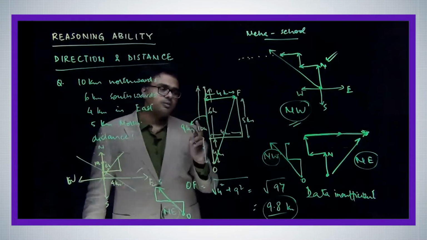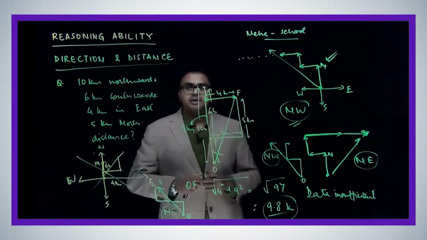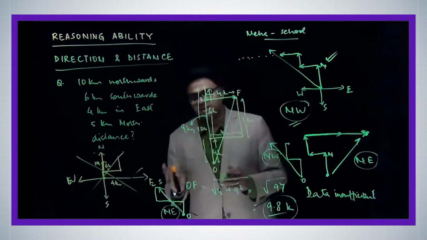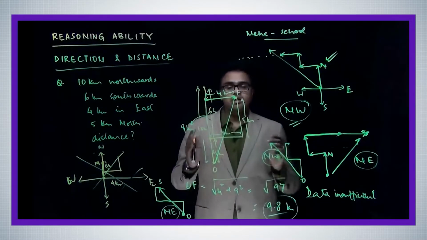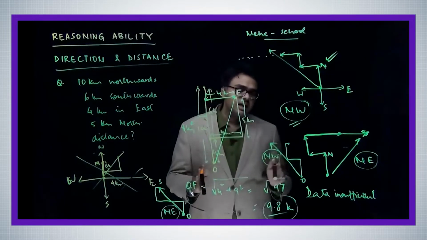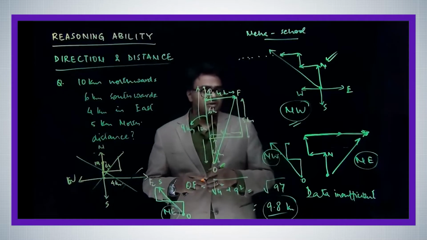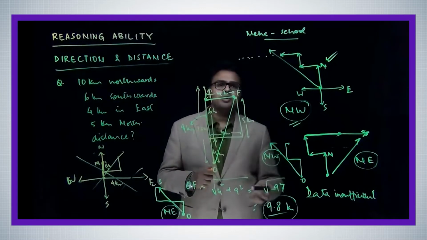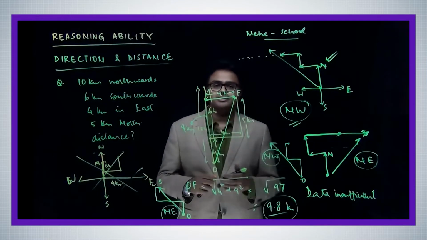So two possible answers are there, which means the data is insufficient. We cannot say for sure in which direction Neha's school is. So that is the correct answer for this one, that data is insufficient. Now we'll solve a couple more questions and then we'll move to the next chapter.